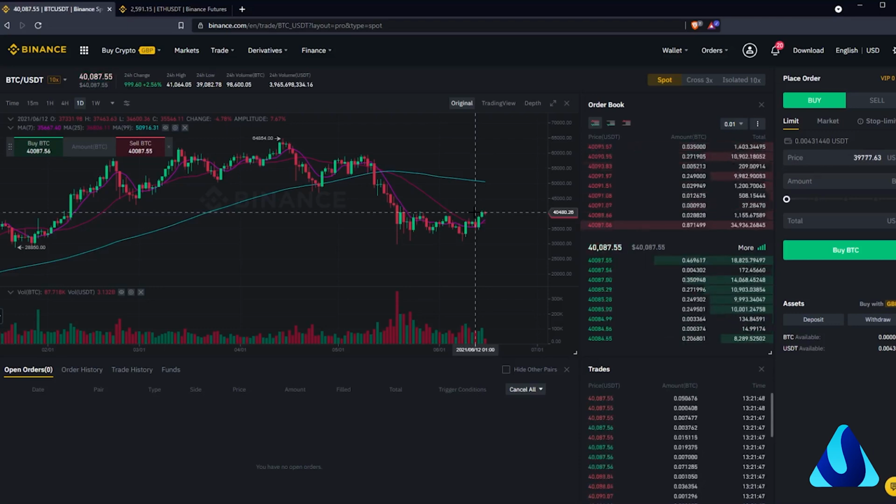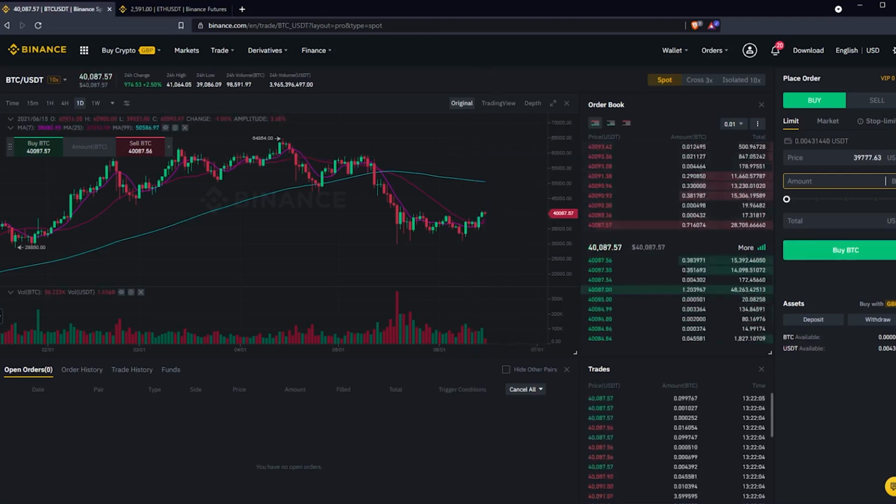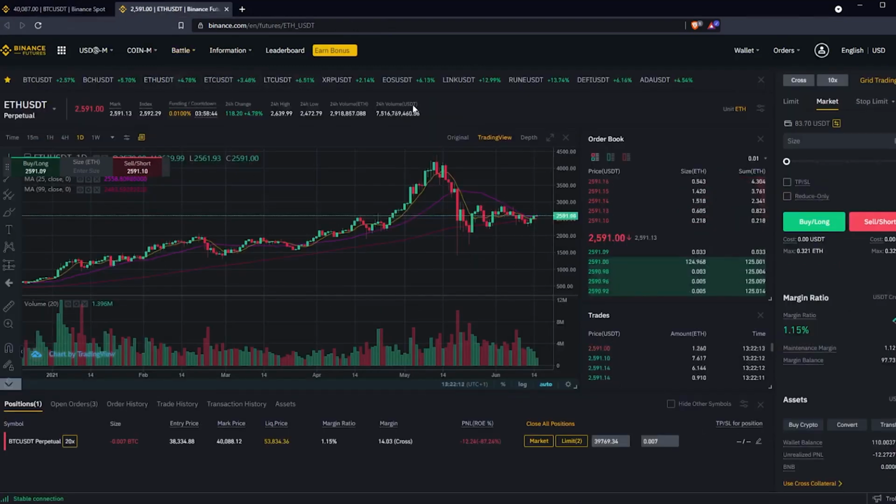So that's the very straightforward process of how Binance Spot works. It is as straightforward as the price, how much you want to buy, what the total is going to be, and then you click buy. That Bitcoin will now go to your spot wallet and it'll show the value of that in USDT. It's a very straightforward process with spot. Now let's look at Binance Futures.